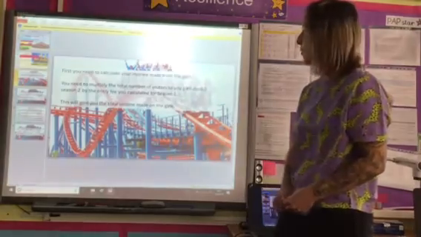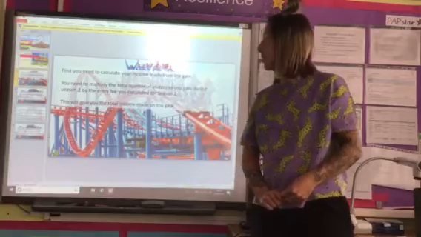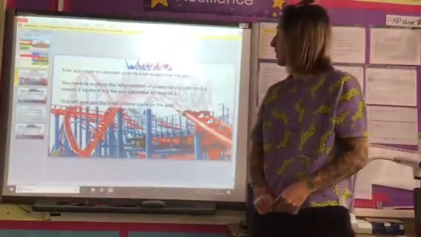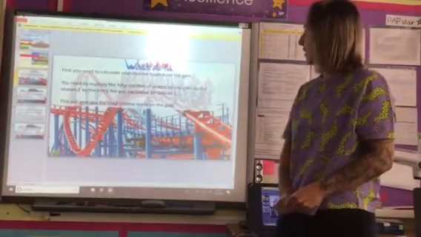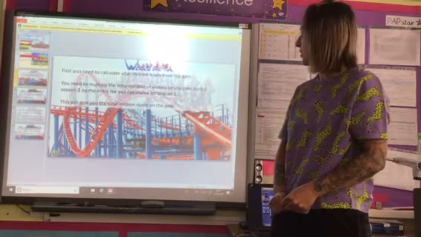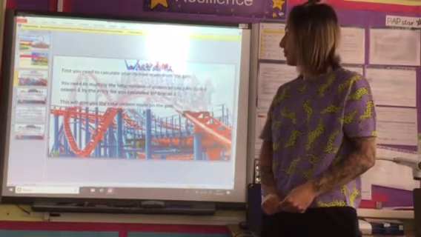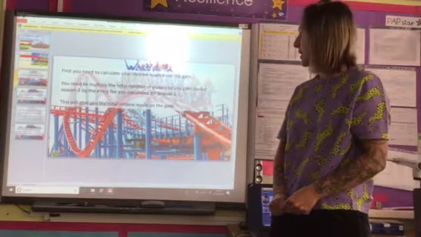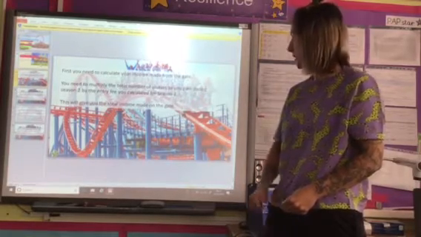Your theme park has been open for 2 years now, so it's been a success. But how big of a success has it been? So first you need to calculate your income made from the gate. You need to multiply the total number of visitors to your park during season 2 by the entry fee you calculated for season 2. This will give you a total income made on the gate.